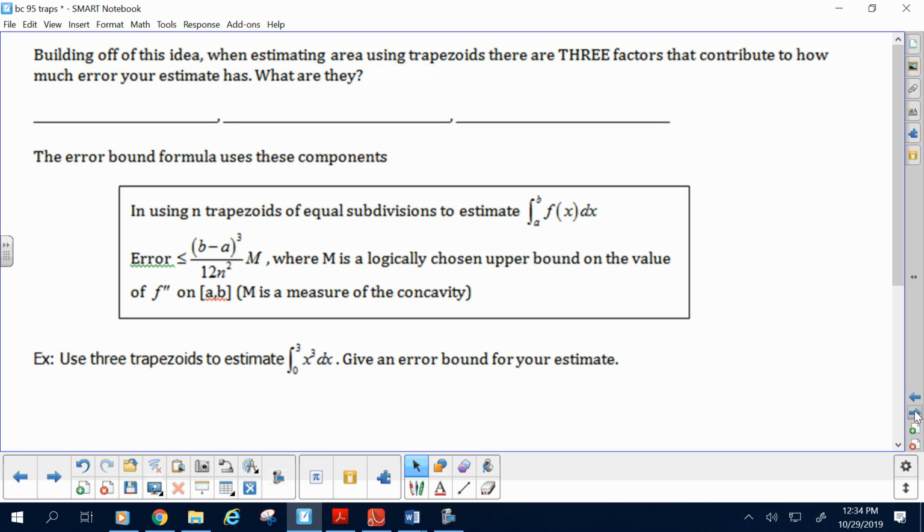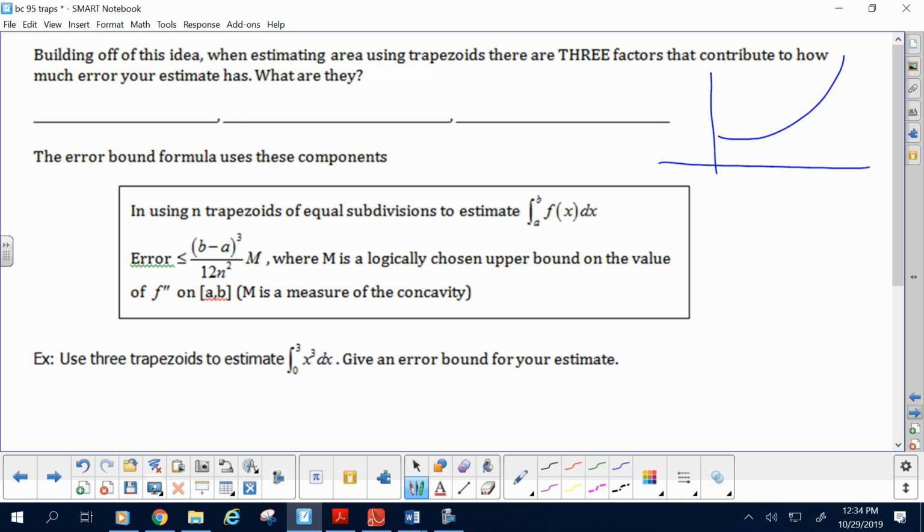Now this is a big part of Calc 2, so I'm going to really hit this hard, but it goes like this. Building off this idea, when estimating area using trapezoids, there are actually 3 factors that contribute to how much error your estimate has. So remember the big idea. You're trying to estimate the area under a curve using some trapezoids.